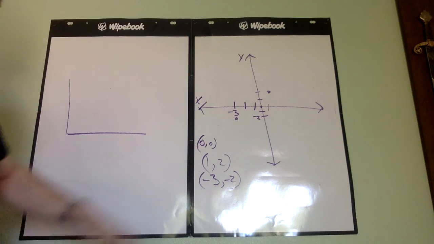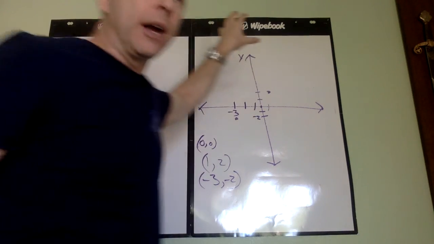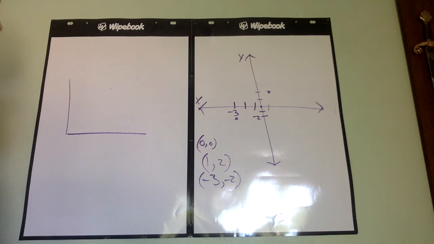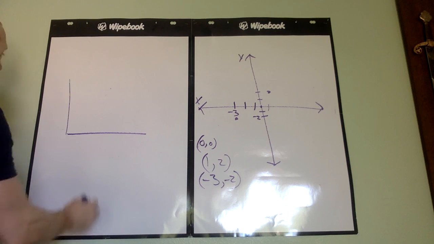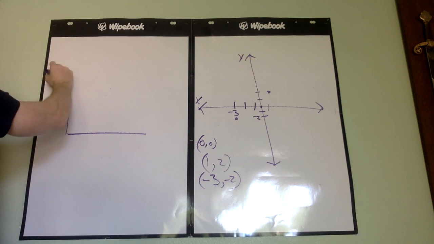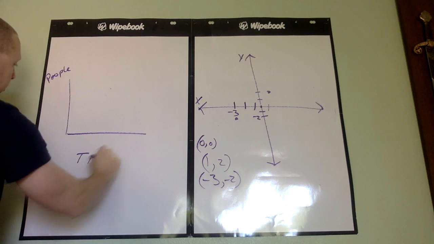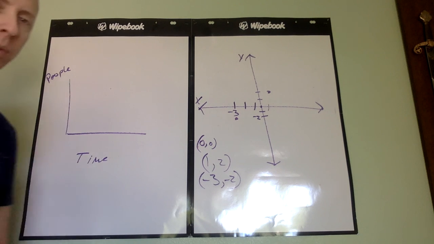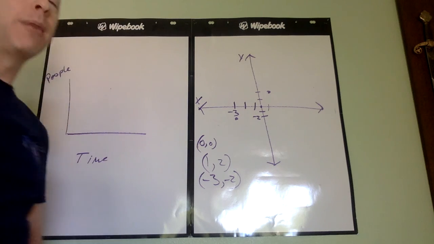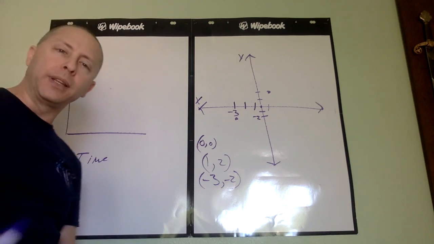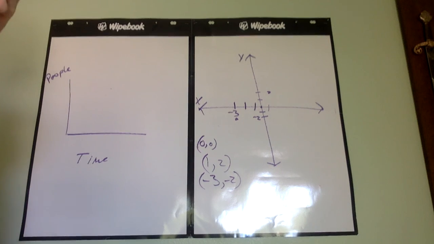If I took just this portion of a graph and took it out, just that one quadrant, okay, and let's say this is going to be people, and this is going to be time. So like you've seen the graphs on TV where they talk about number of infected people, how many people tested positive for a virus, or something like that. This is a pretty straightforward example.